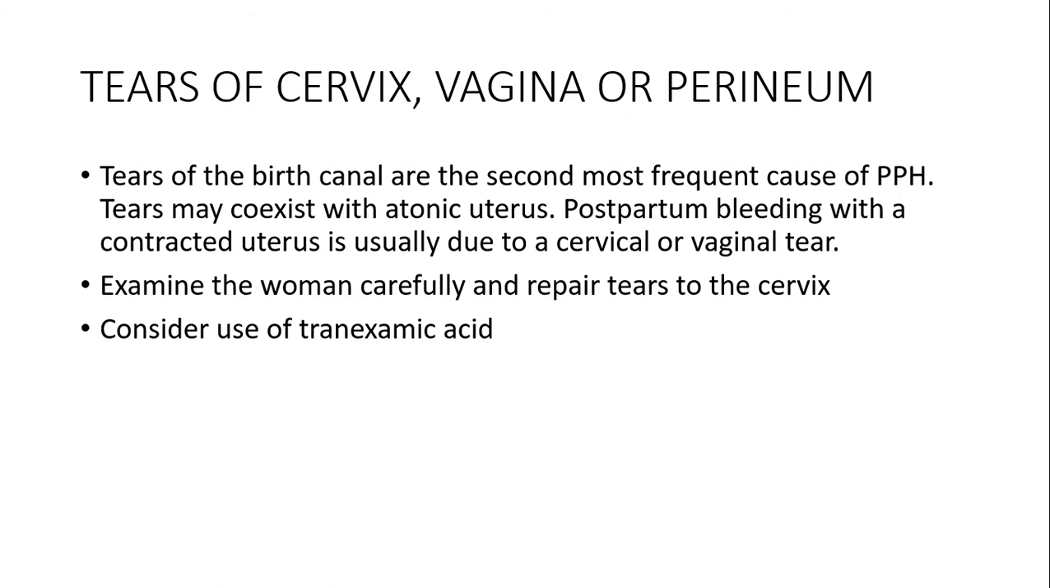Tears of the birth canal are the second most common cause of PPH. Tears may coexist with atonic uterus. Postpartum bleeding with the contracted uterus is usually due to a cervical or vaginal tear. Please examine the woman carefully and repair tears of the cervix. And don't forget, you can also use tranexamic acid, which may stop or diminish the bleeding from the site on the cervix.